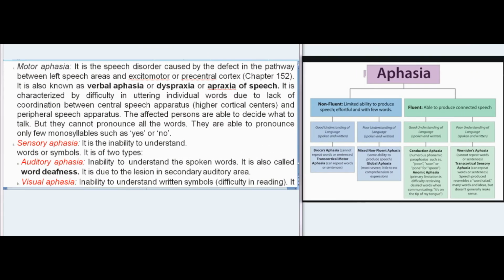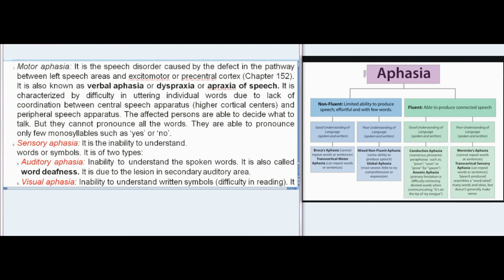It is the speech disorder caused by the defect in the pathway between left speech areas and excitomotor or precentral cortex, chapter 152. It is also known as verbal aphasia or dyspraxia or apraxia of speech. It is characterized by difficulty in uttering individual words due to lack of coordination between central speech apparatus, higher cortical centers, and peripheral speech apparatus. The affected persons are able to decide what to talk, but they cannot pronounce all the words. They are able to pronounce only few monosyllables such as yes or no.